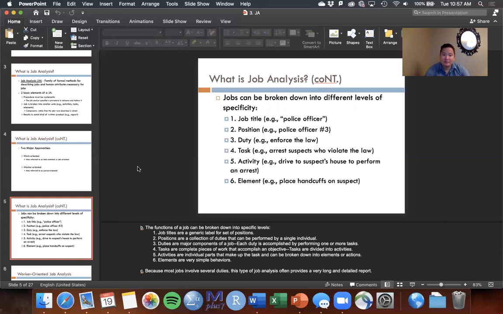So when we do these, we break these down into levels of specificity. We break jobs down from job title, broadly, you're a police officer, to position, you're police officer number 3 on the night shift. To duties, broadly, you need to enforce the law. But within that, there's tasks. So within enforcing the law, you investigate crimes, you arrest suspects who violate the law, you testify in court, all that. Tasks can be broken down to activities that are even more specific, and finally to elements that are kind of like the most granular you can get.